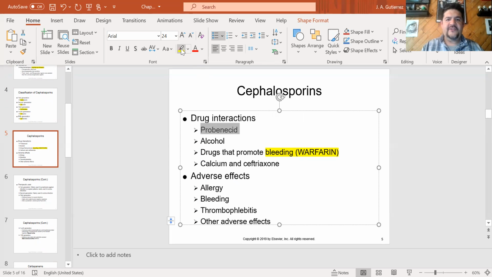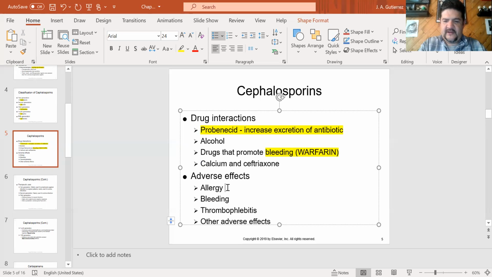Probenecid, this is a medication that can increase the secretion of the antibiotic. So that's the highlight with the probenecid. And if you remember, I didn't mention it, but it's on the slides from the previous chapter. So probenecid is a medication that can increase the excretion of the antibiotic. That means it's gonna last less time inside the body, and it's not gonna provide the proper time for the antibiotic to fight the bacteria.